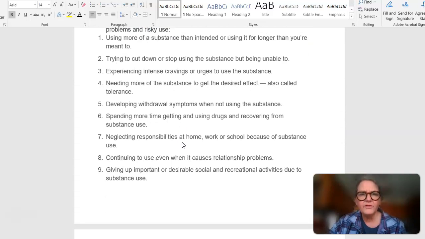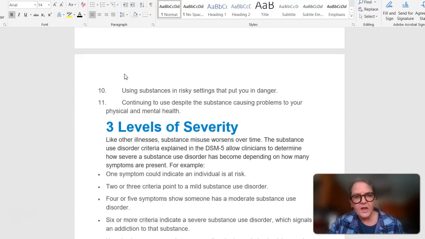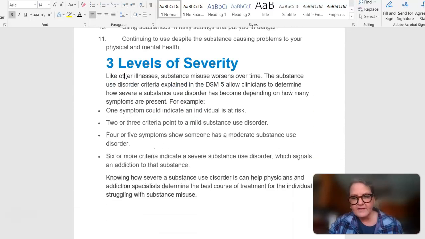we determine whether or not a client has these criteria by doing the assessment. The assessment asks questions that address all these areas. Now, an assessment is not a checklist. We don't go, do you use more of a substance than intended to? We don't do that. An assessment creates rapport with the client, asks clients questions, and has that relationship with the client. Okay, so there are 3 levels of severity.